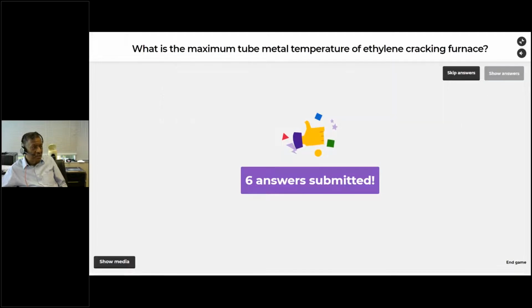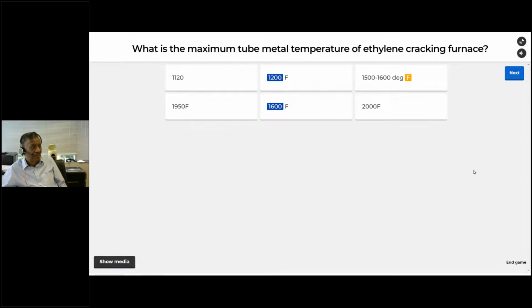Okay, show answers. Let's see. I think these could be centigrade actually. That's what I'm kind of thinking. 1500 to 1600 degrees looks low, but 2000 degrees, 1950, they look right. Well, thank you for participating and providing these numbers.